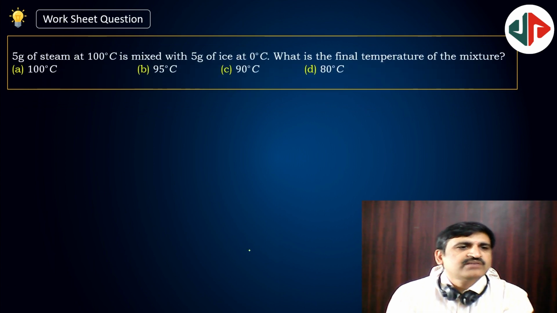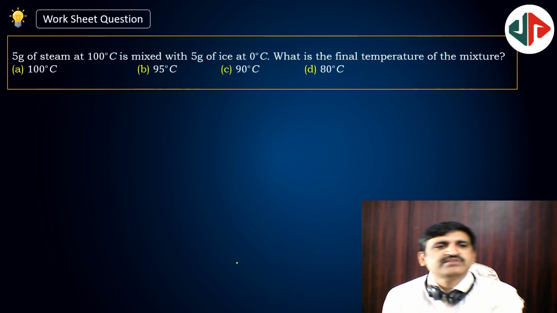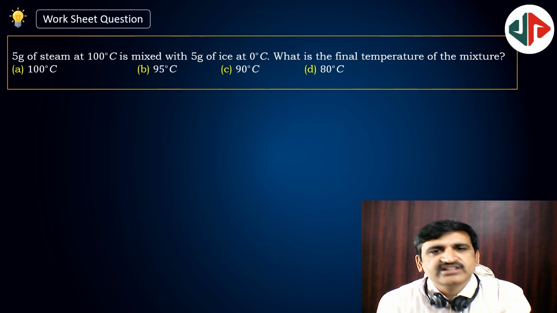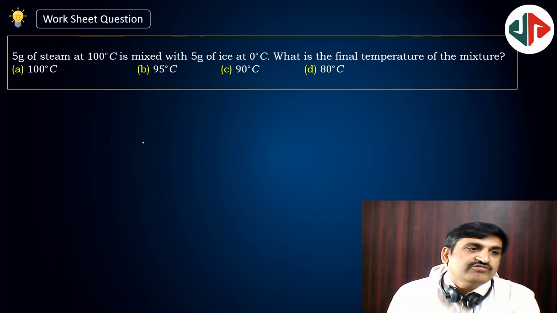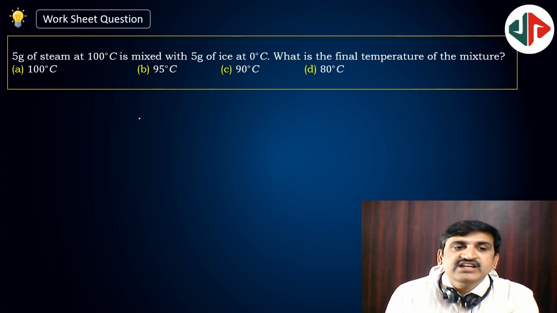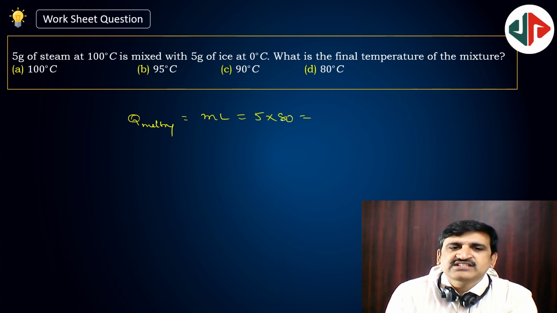5 gram of steam at 100 degrees centigrade is mixed with 5 gram of ice at 0 degrees Celsius. The final temperature of the mixture is? 5 gram of ice at 0 degrees Celsius needs how much heat for melting? Heat required for melting is equal to mL. mL is equal to 5 into L value 80. 5 8s are 40, so 400 calorie only.